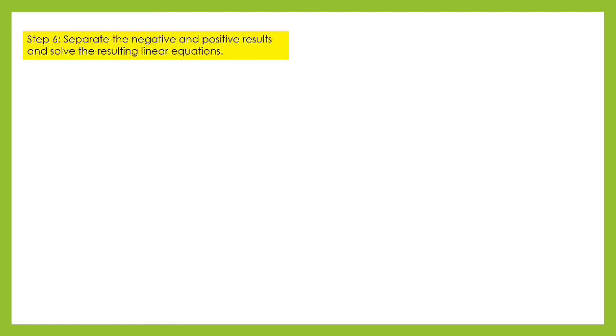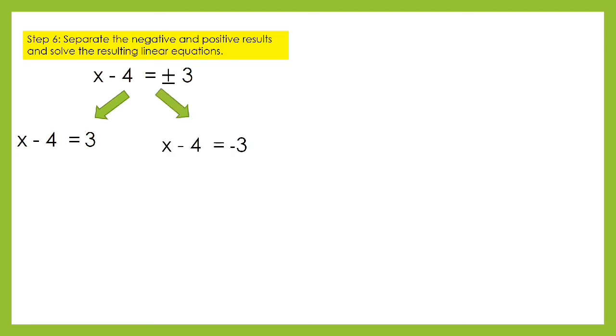Let's have step 6. Separate the negative and positive results and solve the resulting linear equations. Isa-separate natin, paghihiwalayin natin yung positive and negative results. Unahin natin yung positive results. So, we have now x minus 4 equals positive 3. Another, we have x minus 4 equals negative 3. So, pinag-separate natin ang positive and negative results.